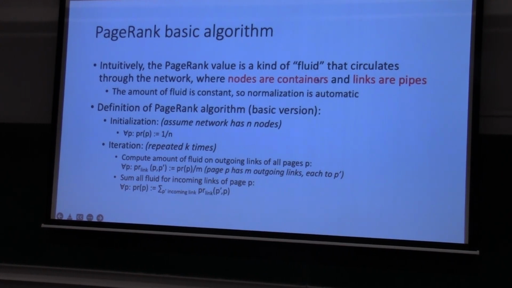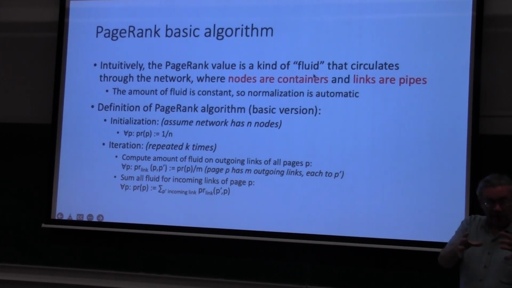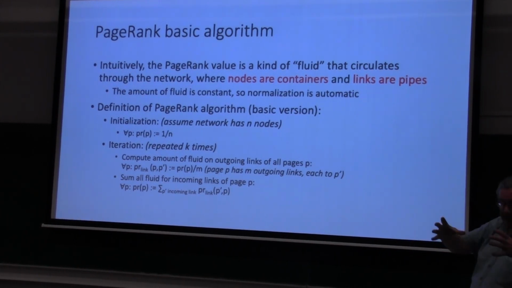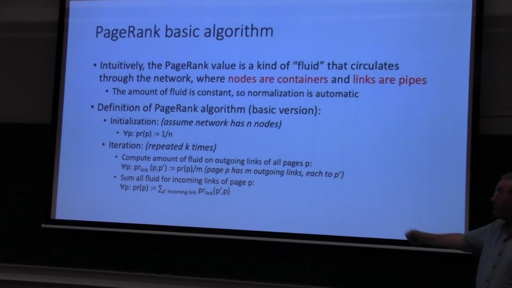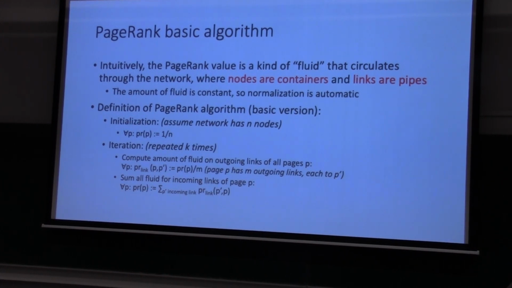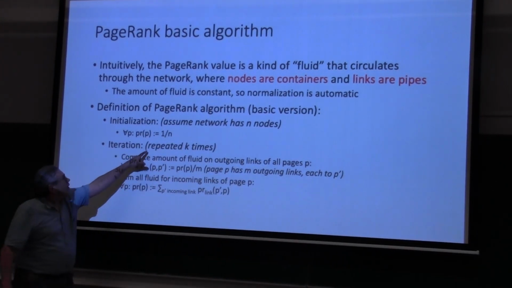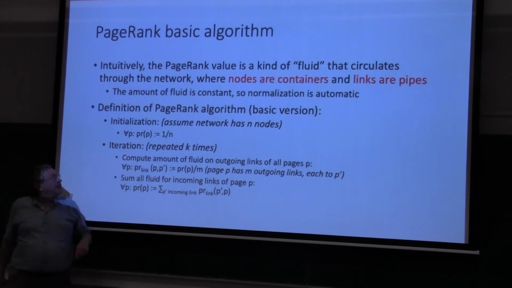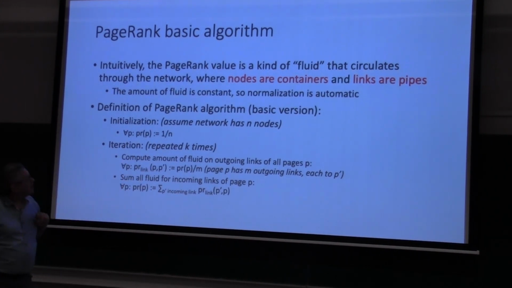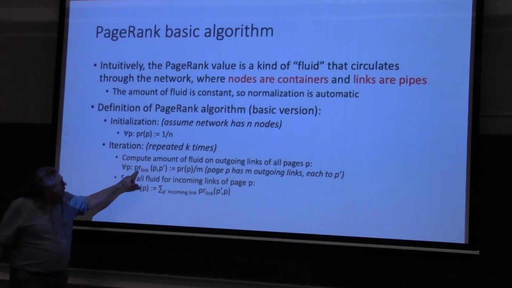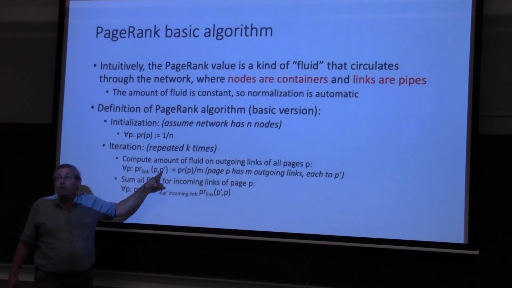First intuition is that it's kind of like a liquid, a fluid. Each web page or node is a container, and the links are pipes. And you start by putting a little bit of fluid in each of the web pages. And then the fluid will circulate according to some rules. So if you have 1 liter, then 1/n liters is put in every page. And then you repeat.